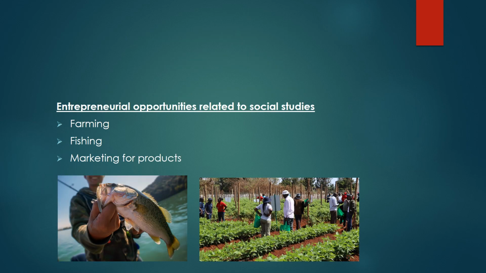Secondly, we have the entrepreneurial opportunities related to social studies. Here we have activities like fishing, farming, marketing for products, among others. And we have an illustration of fishing and farming in these two pictures, where we can see someone fishing and then a group of people practicing farming.